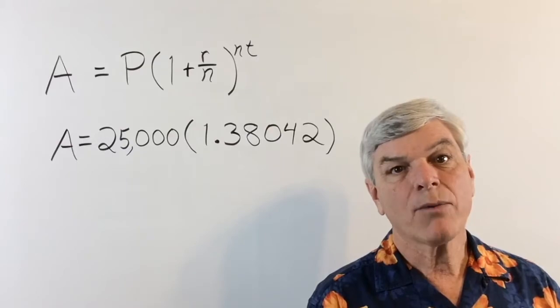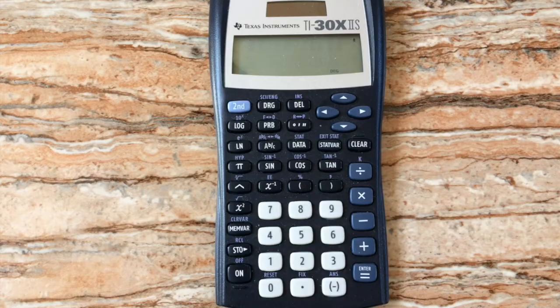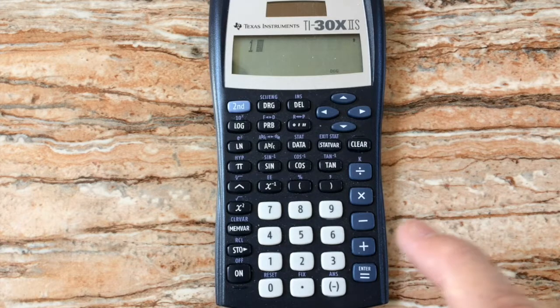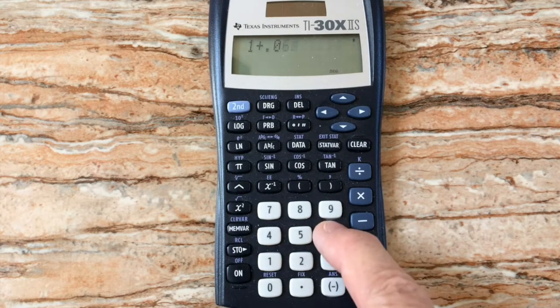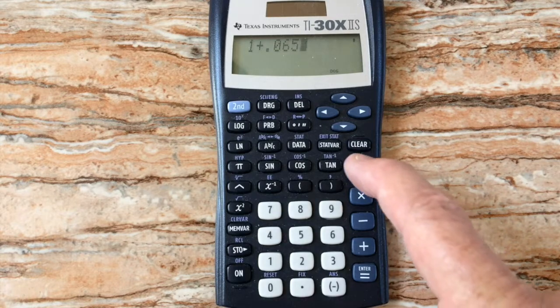Let me show you how we accomplished that. This is my graphing calculator, the TI-83 Plus. There are lots of good calculators. This is a pretty common one. But I'm going to show you how to do this function on the TI-30X2S. Type in 1, hit the plus sign, enter the rate, 0.065. Then to create a fraction, just hit the division sign.